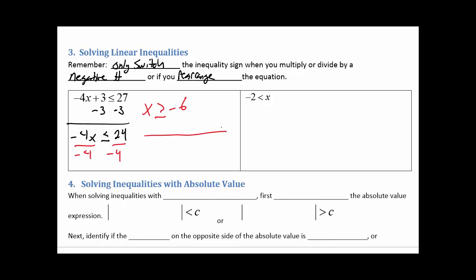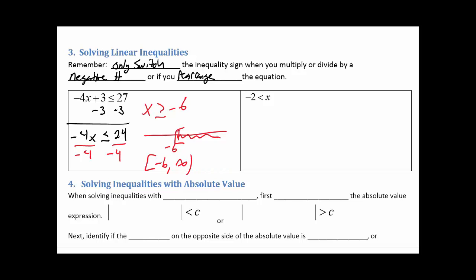So on a number line, I'm at negative 6 with a bracket shaded above. And in interval notation, this would be a bracket from negative 6 out to infinity.